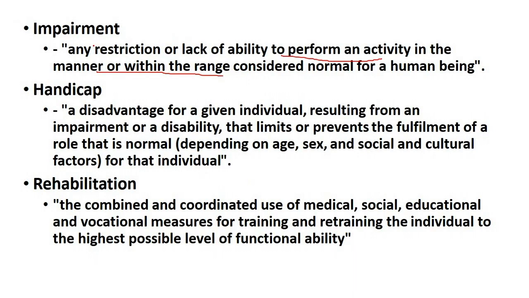Now, impairment is any restriction or lack of ability to perform an activity in a manner or within the range considered normal for a human being. Handicap is a disadvantage for a given individual resulting from an impairment or a disability. Impairment is a restriction or lack of ability, and the disadvantage gained out of that impairment or disability is called a handicap. That limits or prevents the fulfillment of a role that is normal for that individual, depending upon age, sex, social and cultural factors. So that is the disadvantage for a given individual, called a handicap.